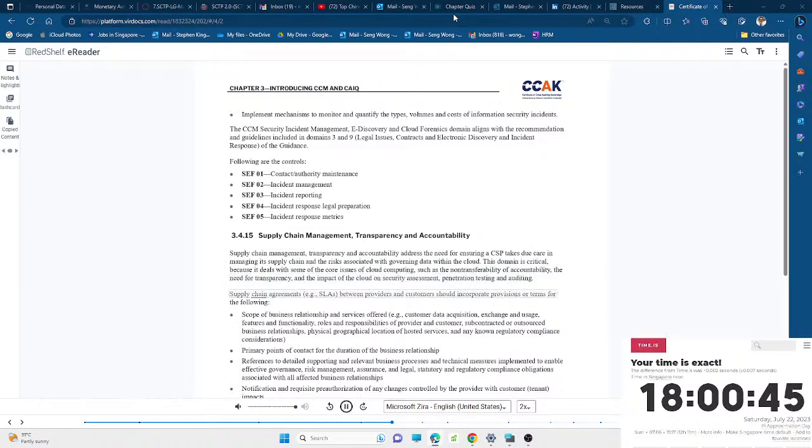Supply chain agreements, for example SLAs, between providers and customers should incorporate provisions or terms for the following: scope of business relationship and services offered, for example customer data acquisition, exchange, and usage, features and functionality, roles and responsibilities of provider and customer, subcontracted or outsourced business relationships, physical geographical location of hosted services, and any known regulatory compliance considerations; primary points of contact for the duration of the business relationship; references to detailed supporting and relevant business processes and technical measures implemented to enable effective governance, risk management, assurance, and legal, statutory and regulatory compliance obligations associated with all affected business relationships.